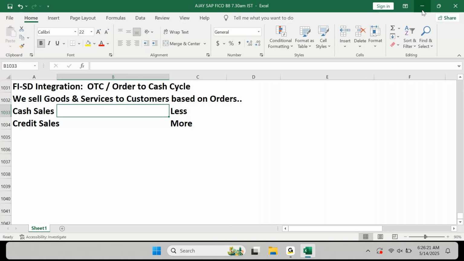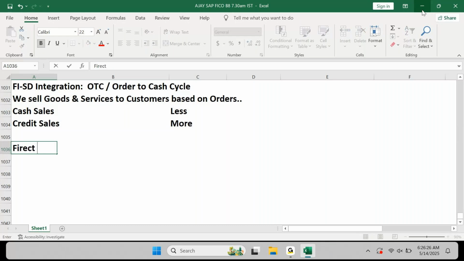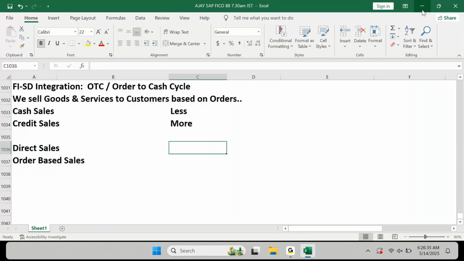All right. Now, you also have direct sales and order based sales. What sales are more? What sales are less? Order based sales are more. Direct sales are less or direct sales are more? Direct sales are less. Direct sales are less, order based sales are more.